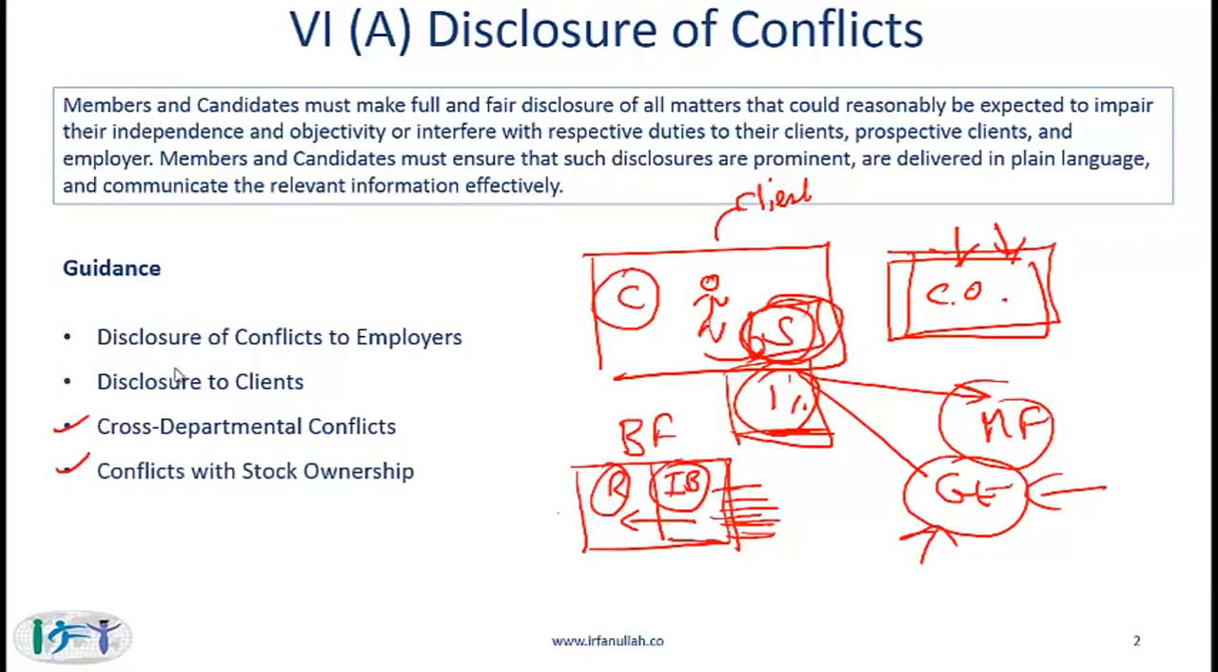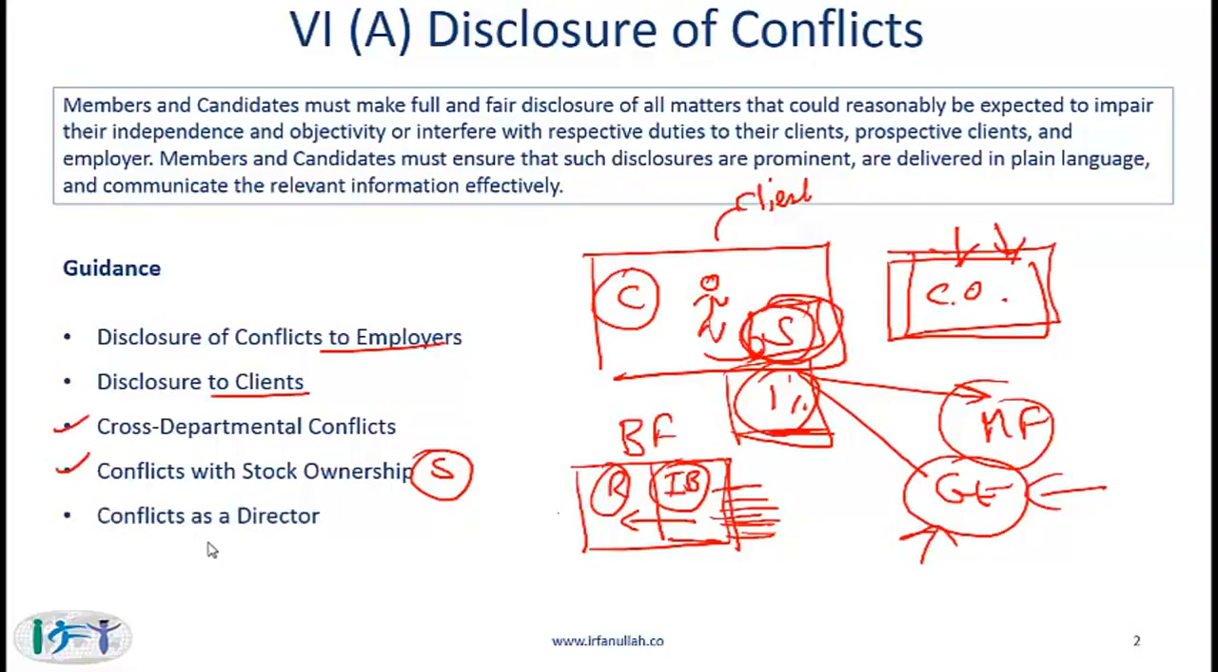A big item that I've already alluded to before is conflicts with stock ownership, and this applies both in terms of disclosures to employers and disclosures to clients. If you own a particular stock and you are trading that same stock on behalf of your employer and you are encouraging your clients to buy that stock, clearly there is a conflict of interest that needs to be disclosed.